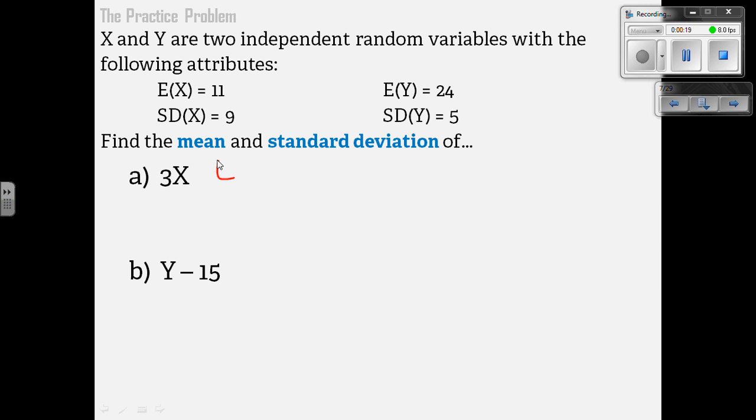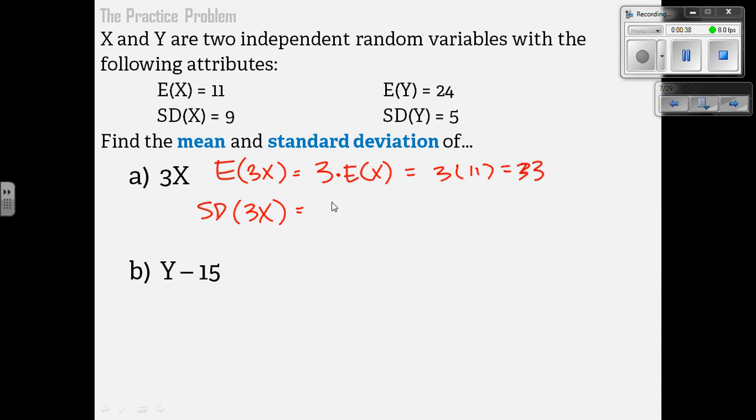So the expected value is just going to be 3 times the expected value of x. That's how we deal with it when we're dealing with a scalar. So 3 times 11 is 33. For standard deviation, we're multiplying by a scalar, which acts the same way: 3 times the standard deviation of x. And so 3 times 9 is 27.